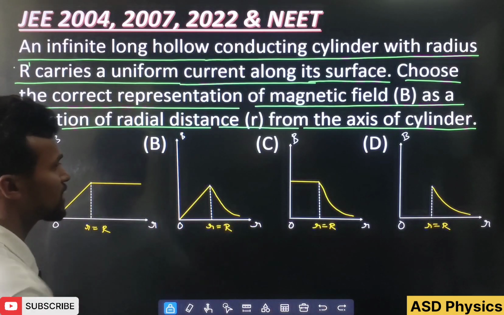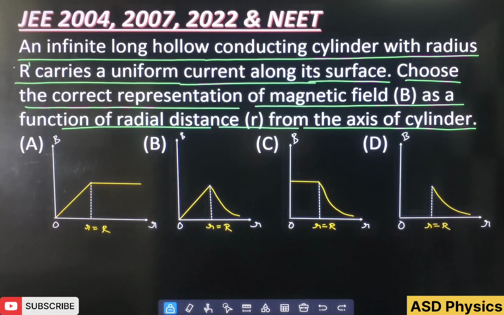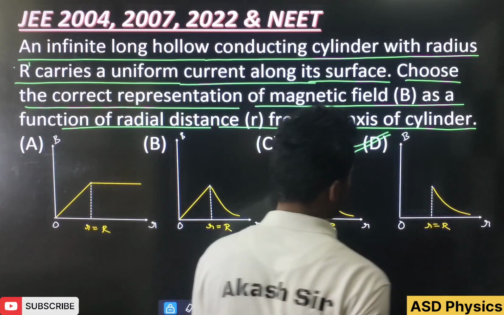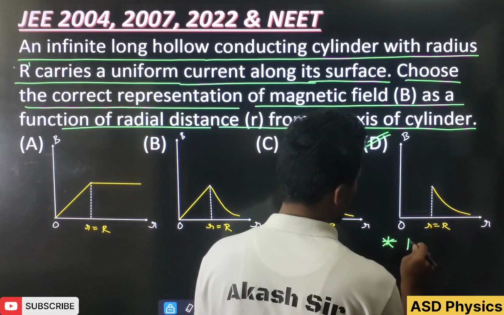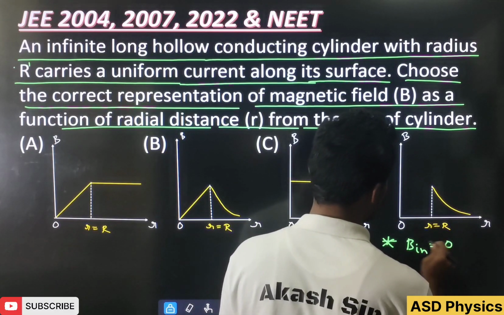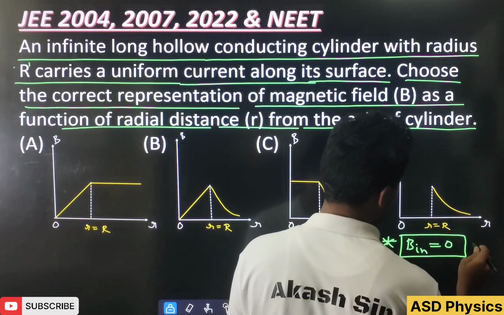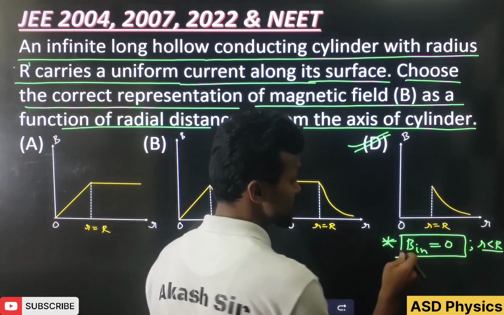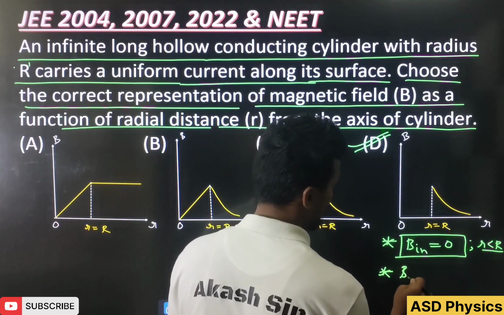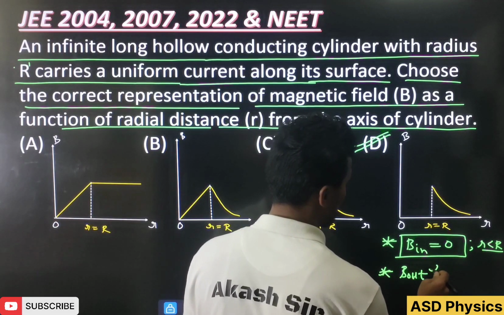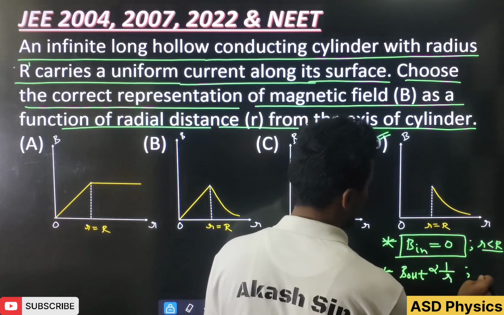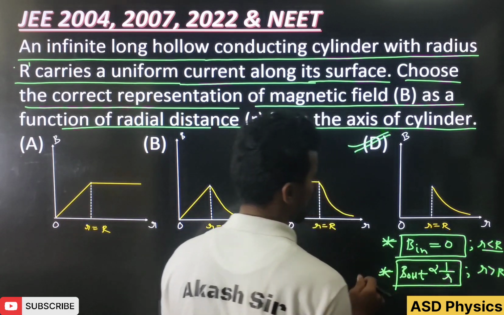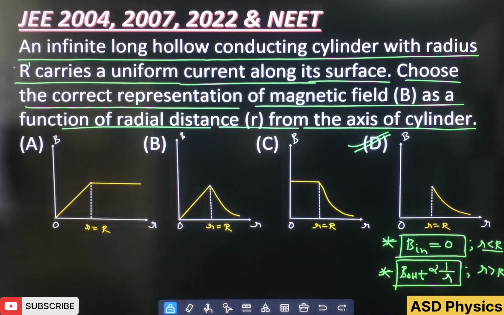So these 4 graphs are given. You can comment which graph is correct. The correct option is D. Why? Because in this option the magnetic field inside is 0, since r is less than capital R. And outside, B is inversely proportional to r, where r is greater than R. So the correct option is D.